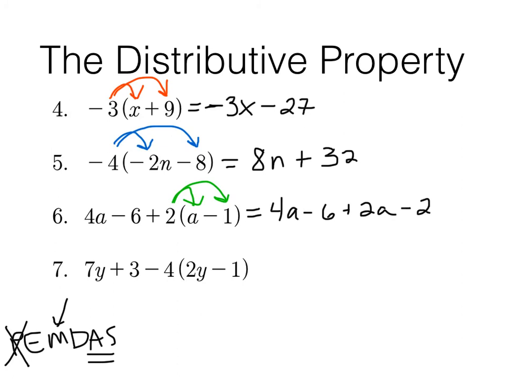Now I've got to go through and combine my like terms. 4a plus 2a is going to be 6a. 4 plus 2, 6. Tack on the a. And then we have minus 6 minus 2. Well, negative 6 and negative 2 adds up to negative 8, or minus 8. So the expression for that one comes out in the end to 6a minus 8.